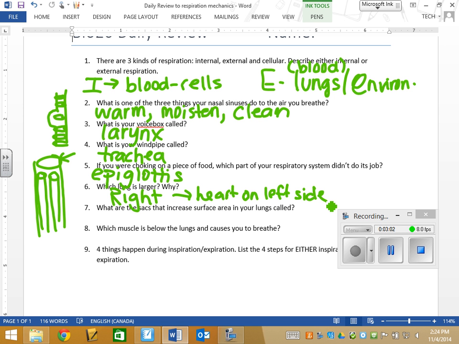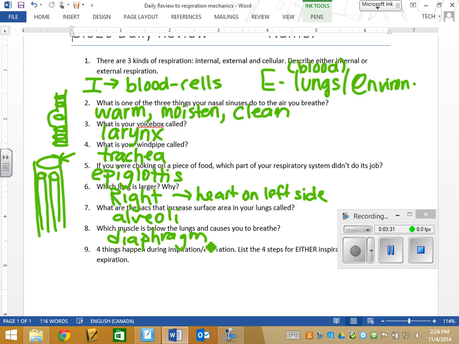That would just be the top of your windpipe, so that would be partially right, but the actual pipe itself is called the trachea. Number 7, the sacs that increase the surface area of your lungs are called alveoli. Number 8, which muscle is below the lungs and causes you to breathe? It is your diaphragm. Now, number 9 is going to explain why the diaphragm is necessary for you to breathe.